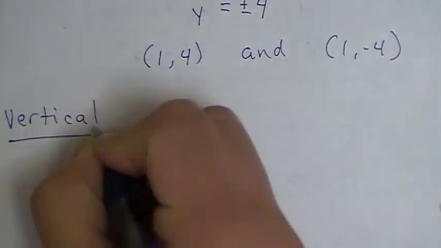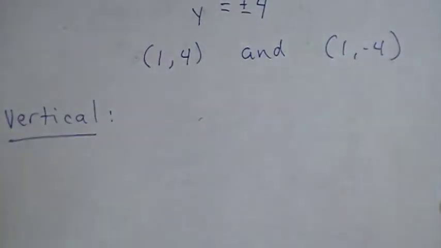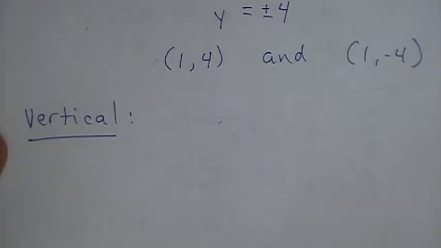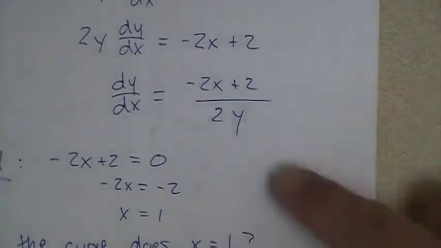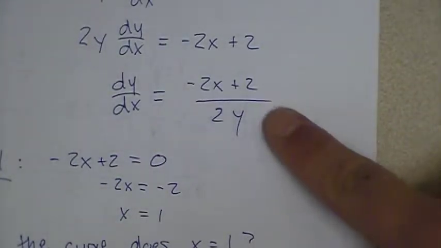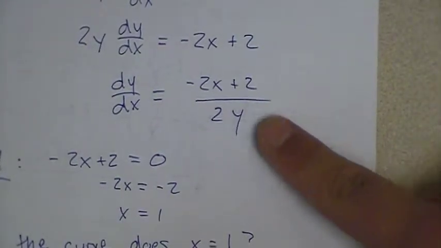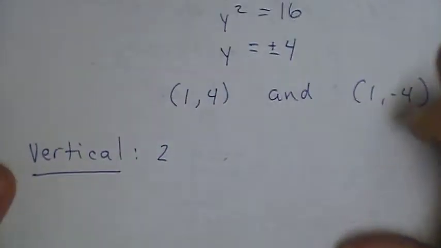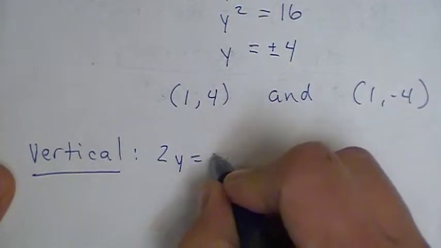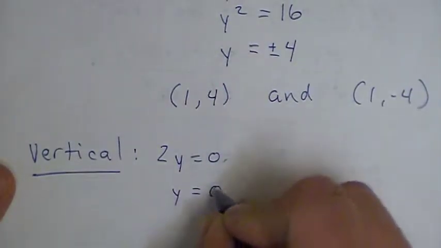So for vertical lines, you should remember that they have a slope that's undefined. And if it's a tangent line that's vertical, that means the derivative is undefined. So our derivative from the last video was this, and this fraction, this derivative, is going to be undefined when the denominator is 0. So when 2y is equal to 0. And that's simple to solve. You get y equals 0.